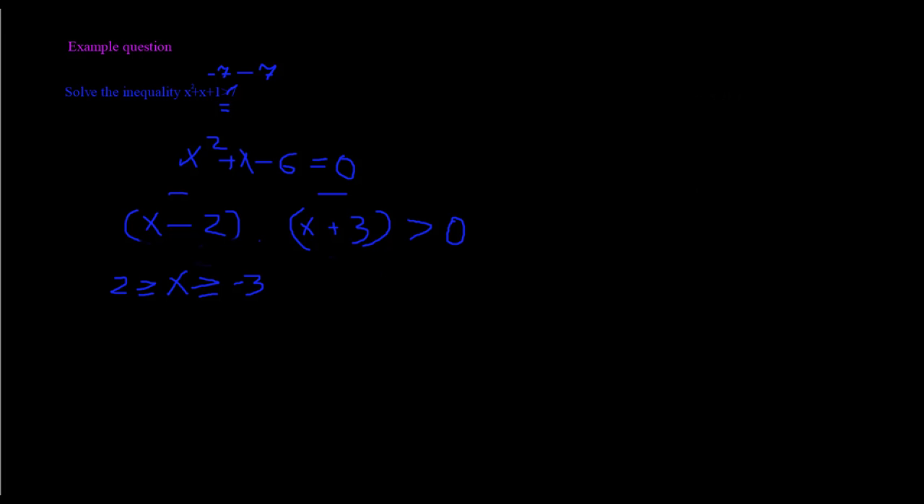So now that we know x is not in between 2 and -3, including 2 and -3, we can say that x is an element of such a set that goes from -infinity to -3, unioned with a set that is in between 2 and positive infinity. And this is the answer for our question.